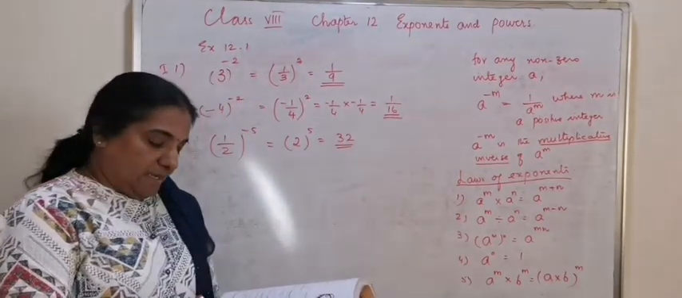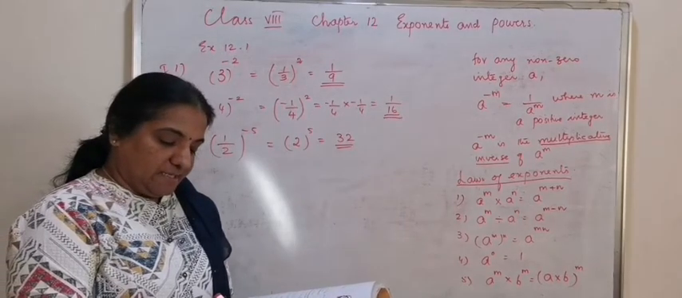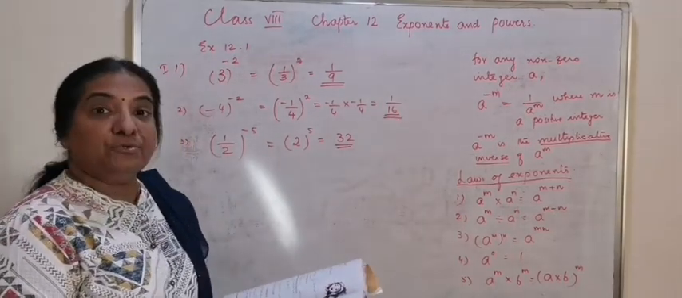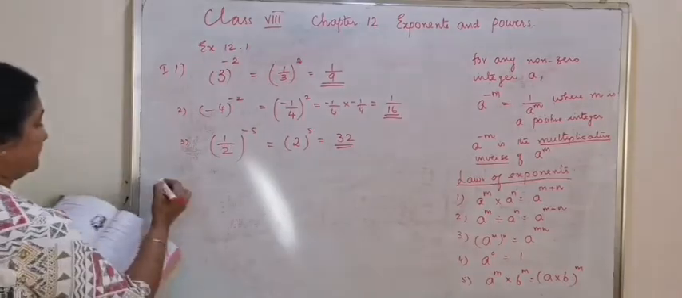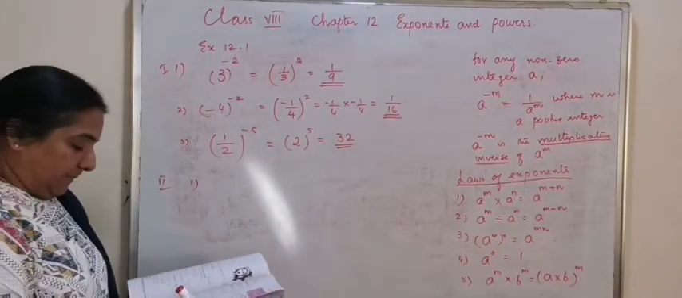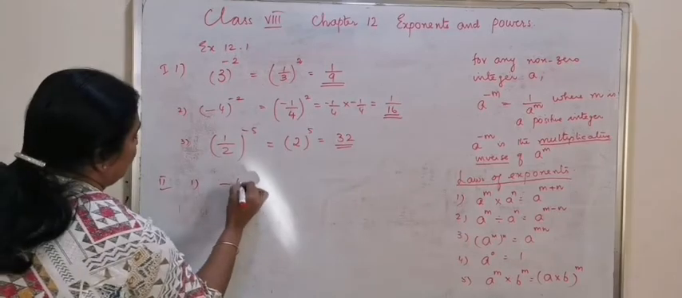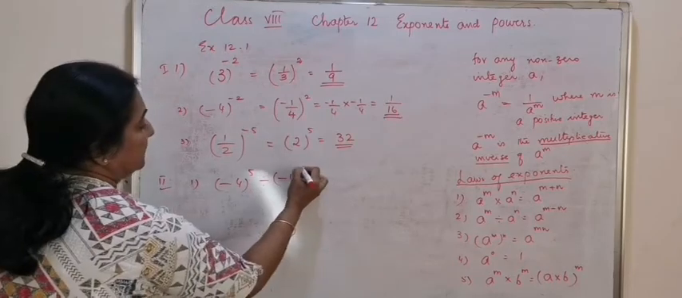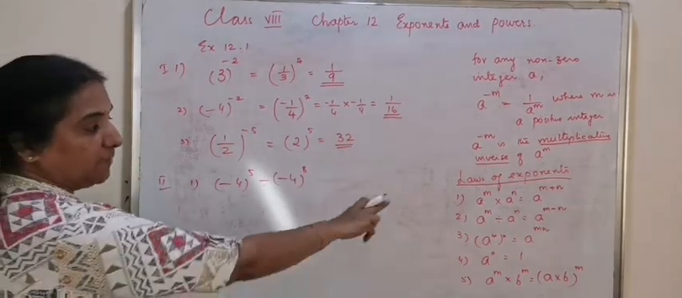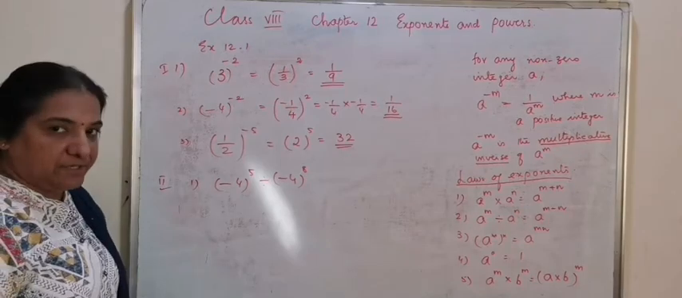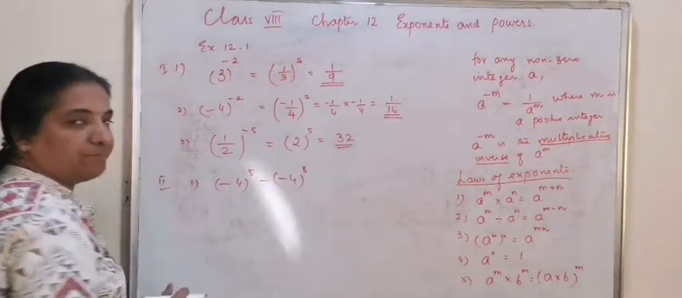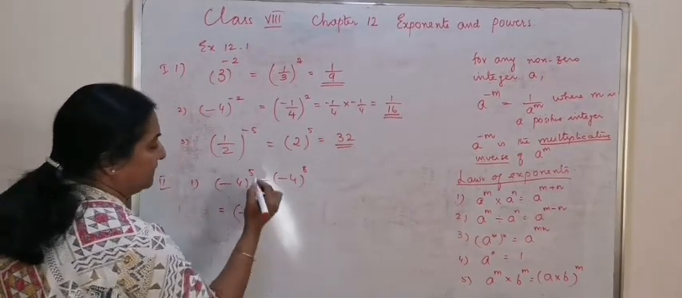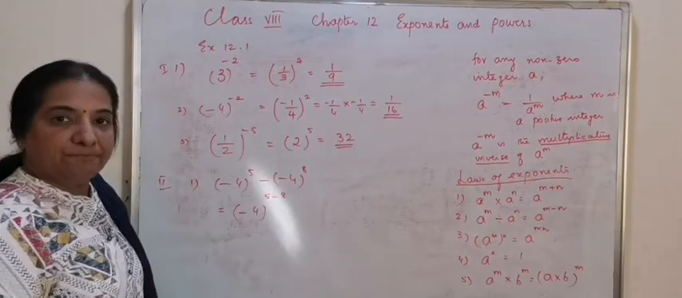Question number 2. Simplify and express the result in the power notation with a positive exponent. So you have to use the laws of exponents here. Question number 2, the first one. Minus 4 to the power of 5 divided by minus 4 to the power of 8. It is the second law of exponent, a raised to m divided by a raised to n. When the base is same, the powers can be subtracted. So the first step is minus 4 to the power of 5 minus 8.